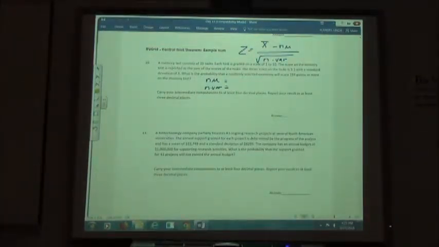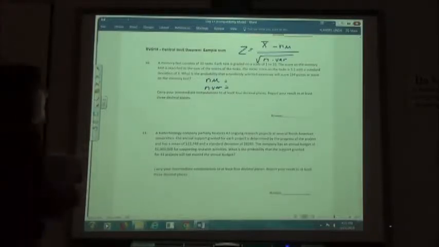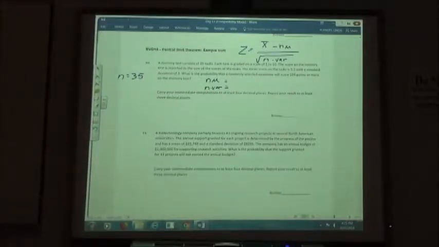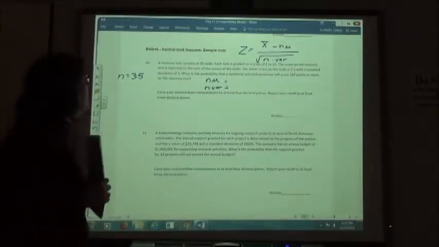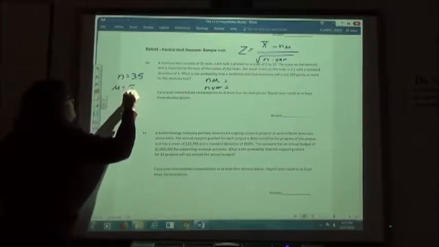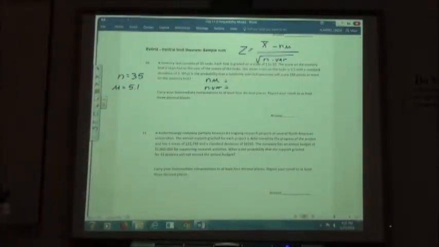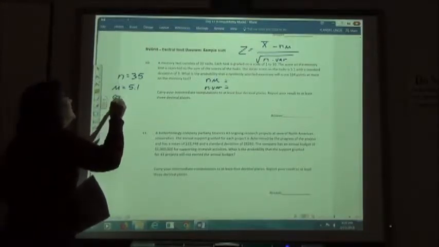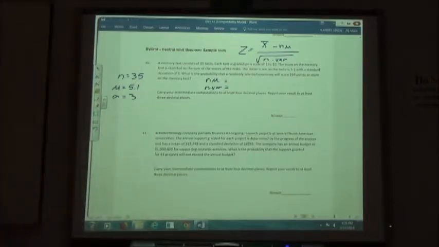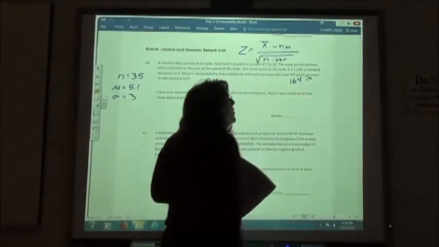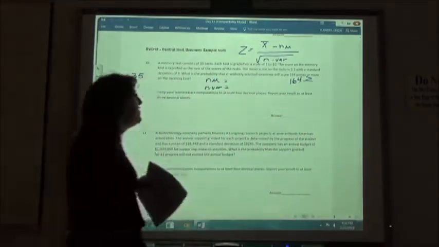So it says a memory test consists of 35 tasks. So the n is 35. Each task is graded on a scale of 1 to 10. The score on the memory test is reported as the sum of the scores of the tasks. The mean score is 5.1, with a standard deviation of 3. What is the probability that a randomly selected examinee will score 164 points or more? 164 points or more, so I have to do greater than or equal to 164.